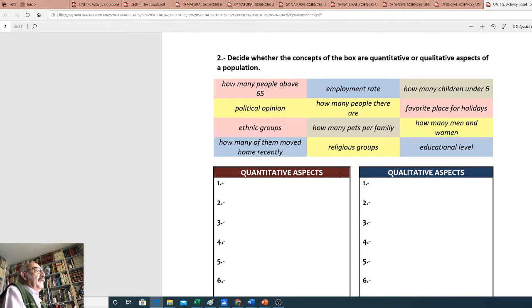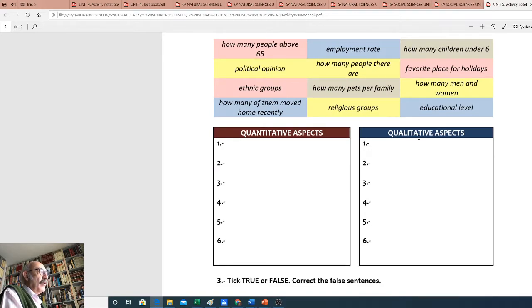These are quantitative. So according to that, how many people above 65, this is quantitative. How many of them moved home recently, quantitative. How many people are there in your family, in your city, this is quantitative. How many pets per family, quantitative. How many children under 6, quantitative. How many men and women, this is quantitative as well, and the rest are qualitative.